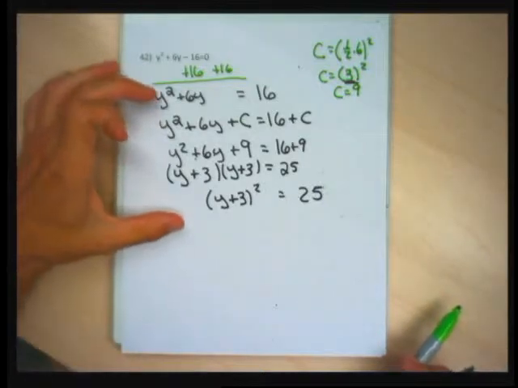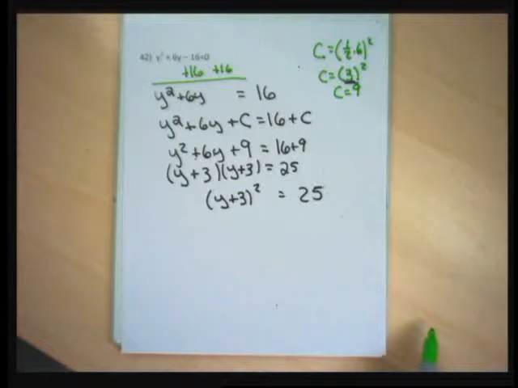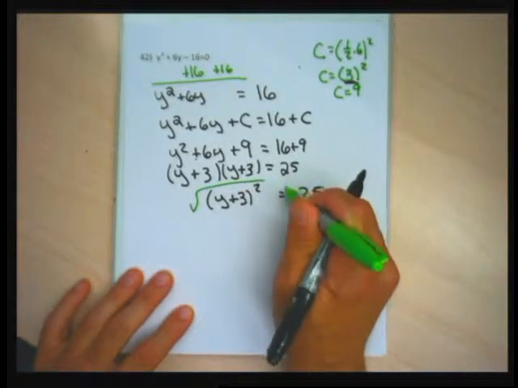So this is called solving by completing the square. When you take a problem that you couldn't solve with square roots and you turn it into a problem that you can solve with square roots, that's what completing the square does.